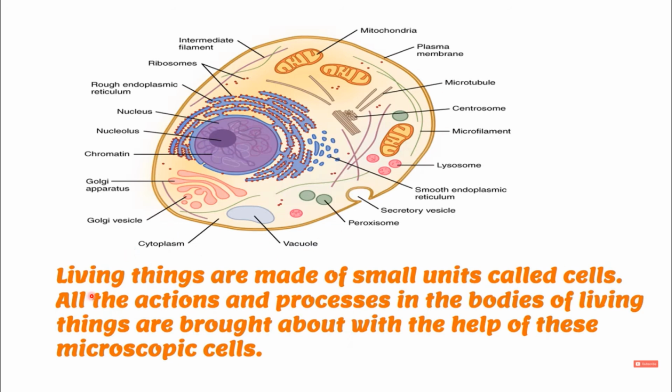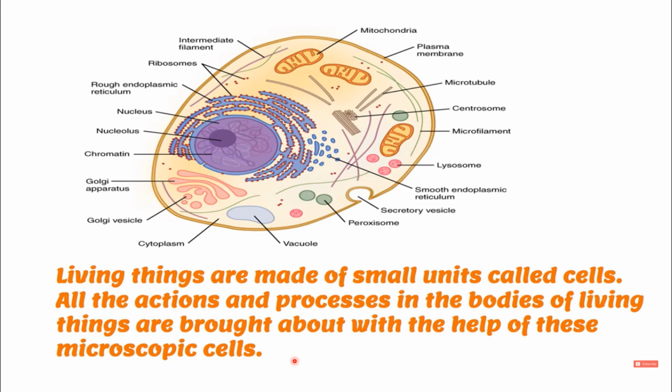Now these small units are called cells in our body. Just now we learned the honeybee comb, one type of compartment we saw. Same way this is one cell in our human body. There are many cells like this. So living things are made of small units, and these small units are called cells. All the actions and processes in the bodies of living things are brought about with the help of these microscopic cells. We can't see the cells in our body without a microscope.